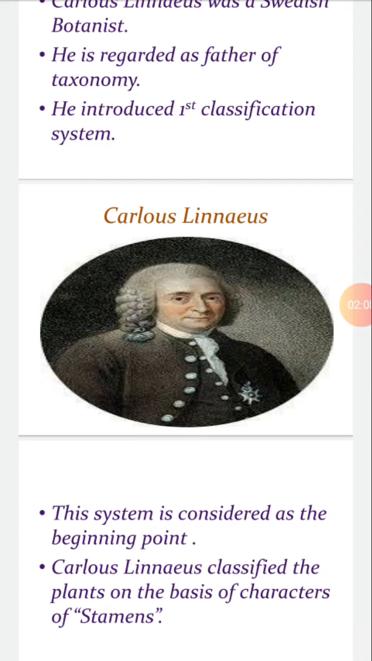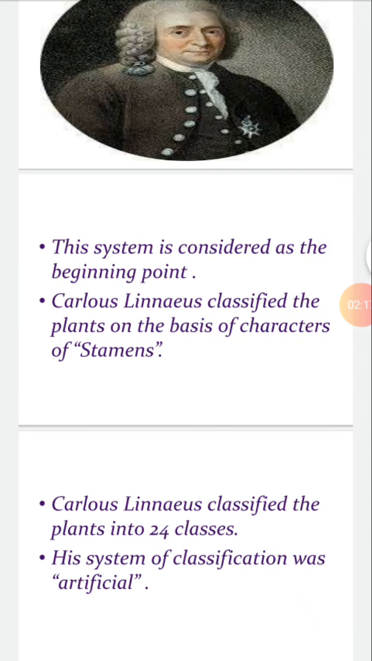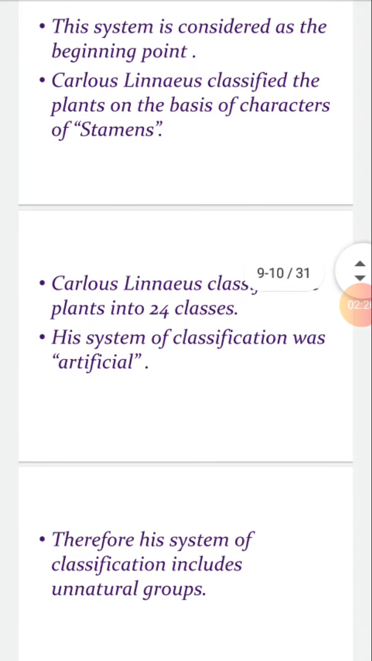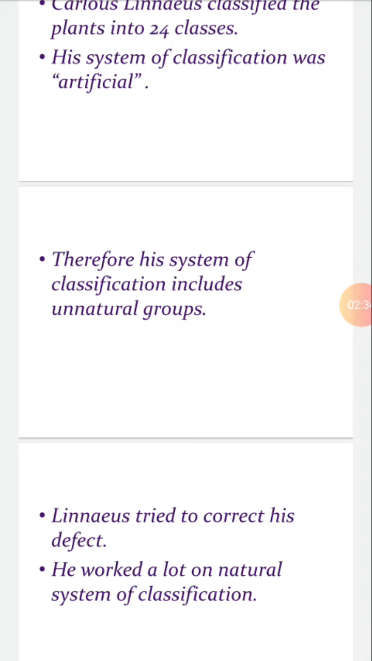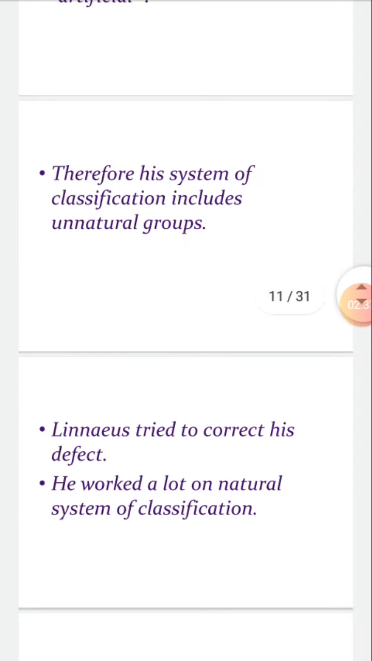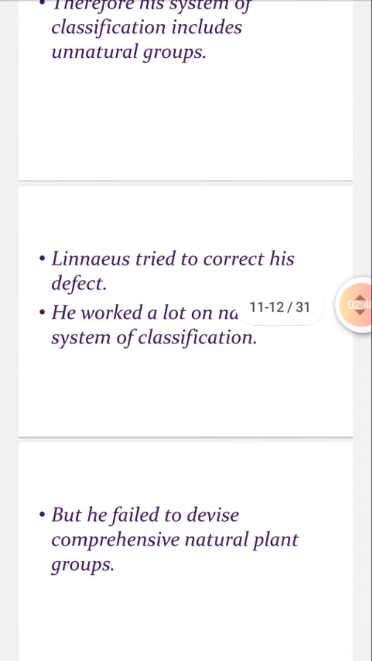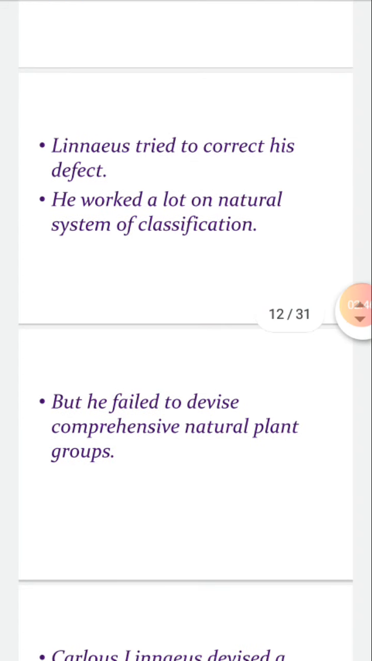Carl Linnaeus classified the plants on the basis of their characters, like male parts of flower, stamens. He also classified the plants into 24 classes, and his system of classification was artificial. Therefore, his system of classification includes unnatural group of plants. He tried to correct this defect. He worked a lot on natural system of classification, but he failed to devise a comprehensive natural plant groups. Basically his system was based on artificial characters.